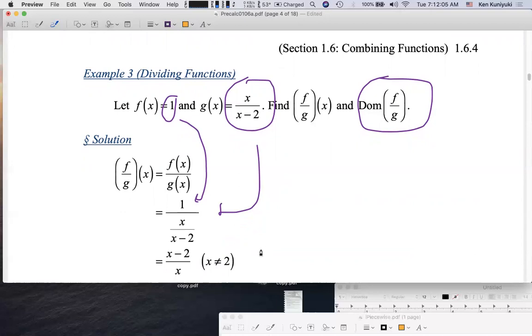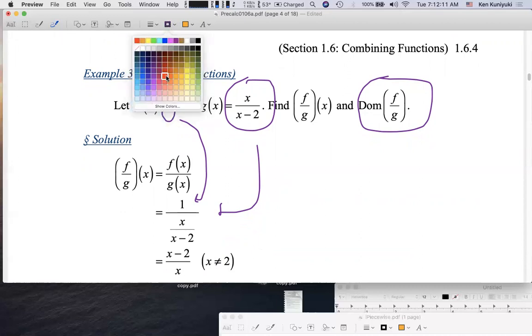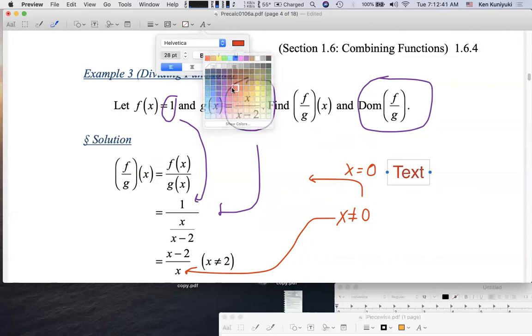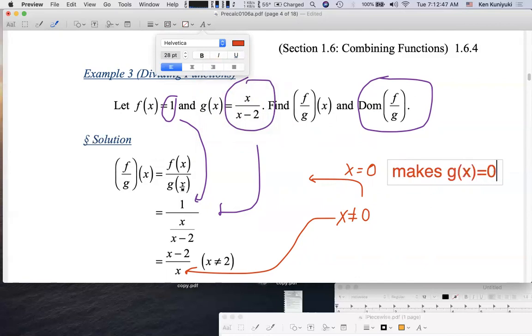What is the domain? Well, clearly from here in this final fraction, it must be the case that x cannot be 0. Otherwise, we're trying to divide by 0. In particular, notice that x equals 0 makes g of x equal to 0, the thing we're dividing by over here. So x equals 0 would produce a 0 denominator over here. x equals 0 makes g of x equal to 0, and we cannot divide by 0 down here.